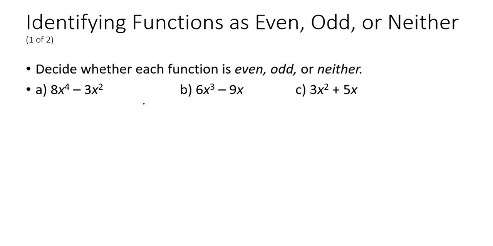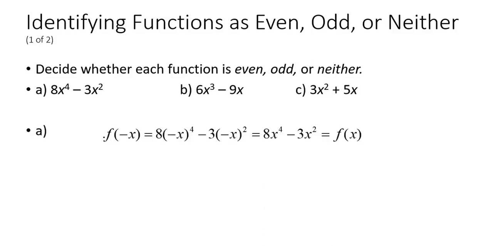These are the examples. We're going to decide whether each function is even, odd, or neither. So the first one, we have f of x is equal to 8x to the power of 4 minus 3x to the power of 2. For all these, we need to evaluate f of minus x, to see whether it is even or odd, whether they have a symmetry with respect to which axis or origin.